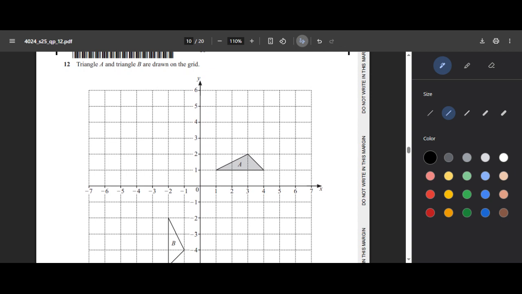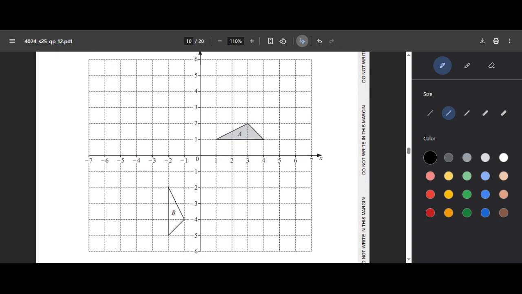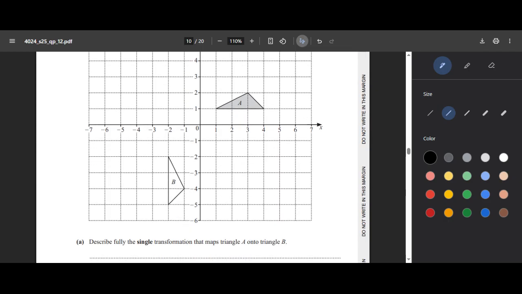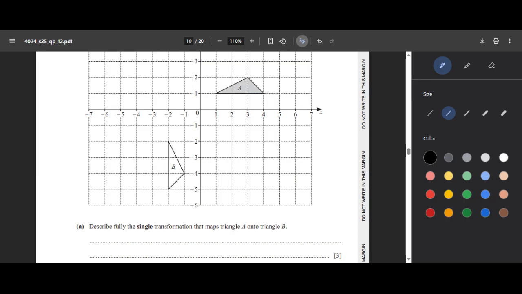Question 12. Triangle A and triangle B are drawn on the grid. Describe the single transformation that maps triangle A onto triangle B. So you can see that triangle B is totally converted into vertical form. Triangle A is in horizontal form. So this is your rotation. One part. Number two, center of rotation and angle of rotation.